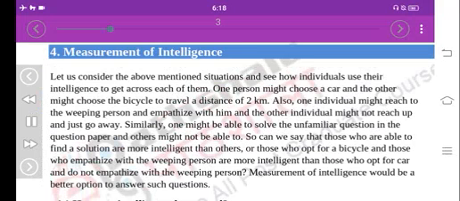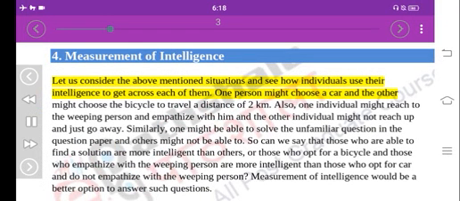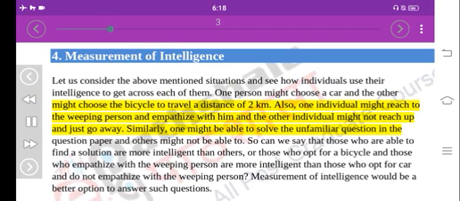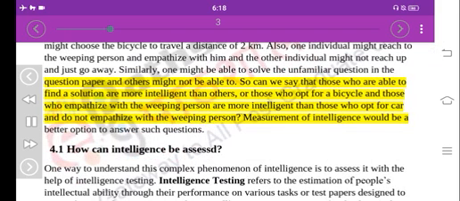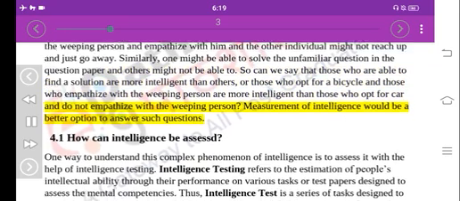4. Measurement of intelligence. Let us consider the above-mentioned situations and see how individuals use their intelligence to get across each of them. One person might choose a car and the other might choose the bicycle to travel a distance of 2 kilometers. Also, one individual might reach out to the weeping person and empathize with him and the other individual might not reach out and just go away. Similarly, one might be able to solve the unfamiliar question in the question paper and others might not be able to. So can we say that those who are able to find a solution are more intelligent than others, or those who opt for a bicycle and those who empathize with the weeping person are more intelligent than those who opt for a car and do not empathize with the weeping person? Measurement of intelligence would be a better option to answer such questions.